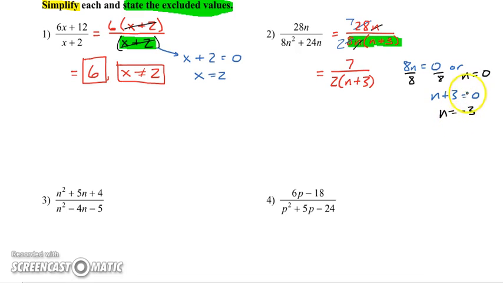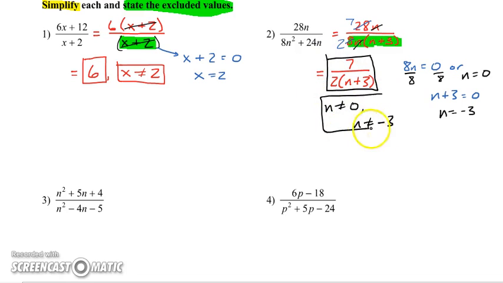So what I'm telling you is that these two values for n are no good. So when I exclude my values, I'll say that n can't be 0 and n can't be negative 3. Here's my simplified expression. Here's my set of excluded values.